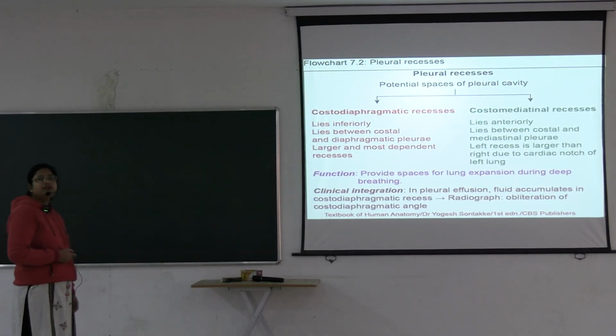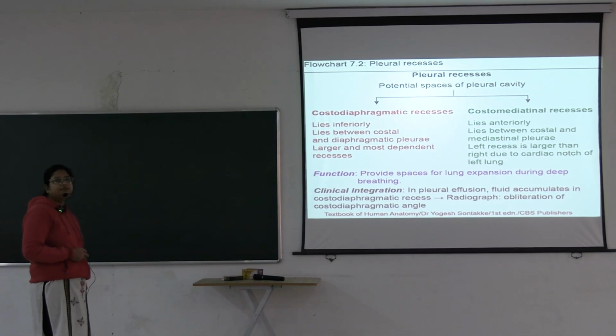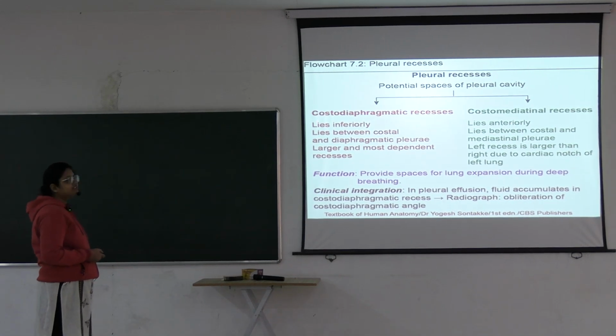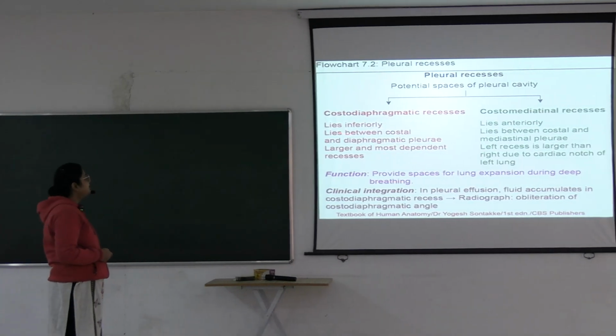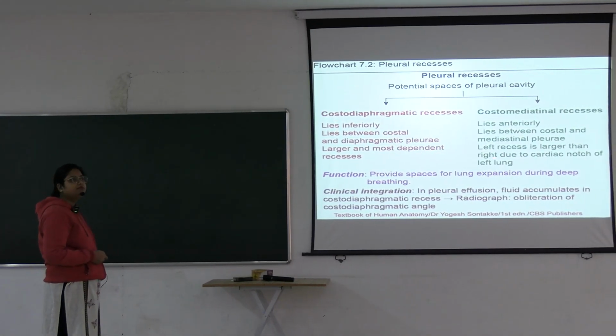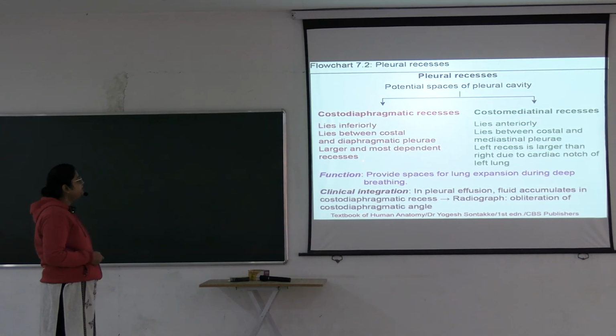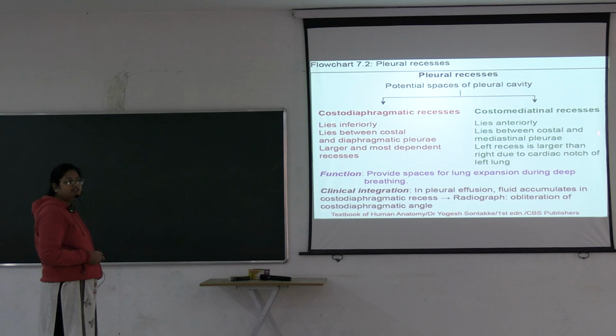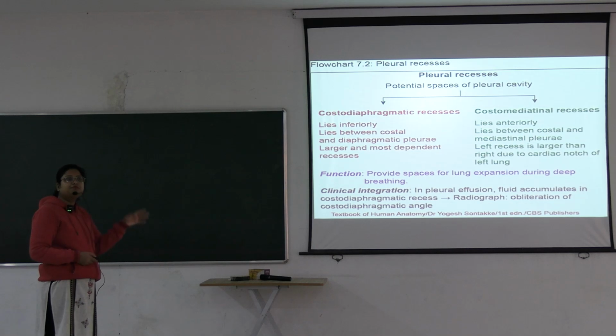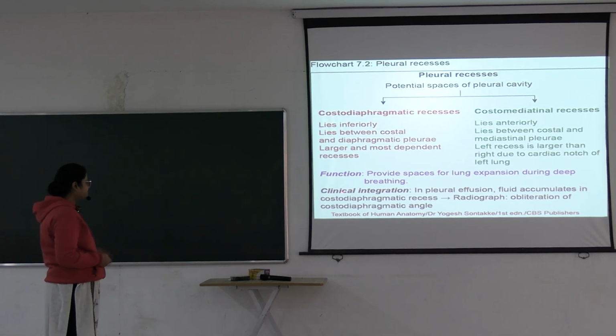So, pleural recesses are potential spaces of the pleural cavity. Two recesses are present. The costodiaphragmatic recess lies inferiorly, between the costal and diaphragmatic pleura. It is larger and the most dependent recess. And the costomediastinal recess lies anteriorly, between the costal and mediastinal pleura, and the left recess is larger than the right due to the cardiac notch of the left lung. There is reflection of pleura at the cardiac region.